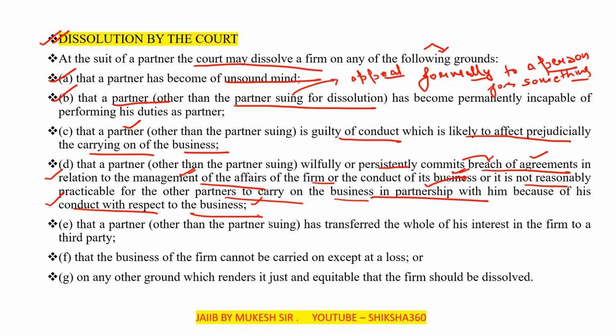Next, a partner has transferred the whole of his interest in the firm to a third party. In that case, the third party can do business on their behalf, and dissolution of the firm is to be done.